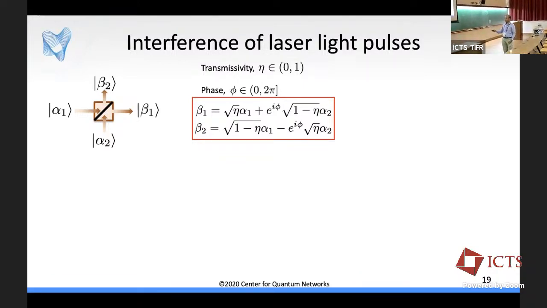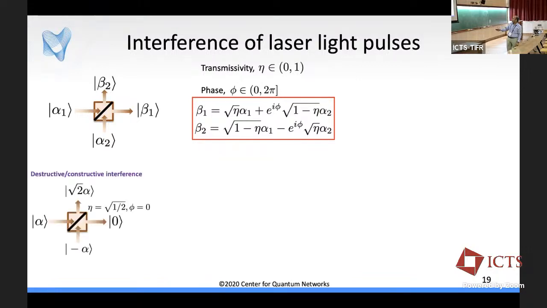A beautiful property of coherent states is that if I were to interfere two coherent states in a beam splitter, at the output, I get two coherent states that are completely independent of each other. It's a tensor product coherent state, and their amplitudes are given by this equation. So this is a unitary matrix multiplication, right? Beta one, beta two is multiplied by alpha one, alpha two as a column vector with this unitary matrix. So the convention I'm going to stick to is this convention for the later calculations.